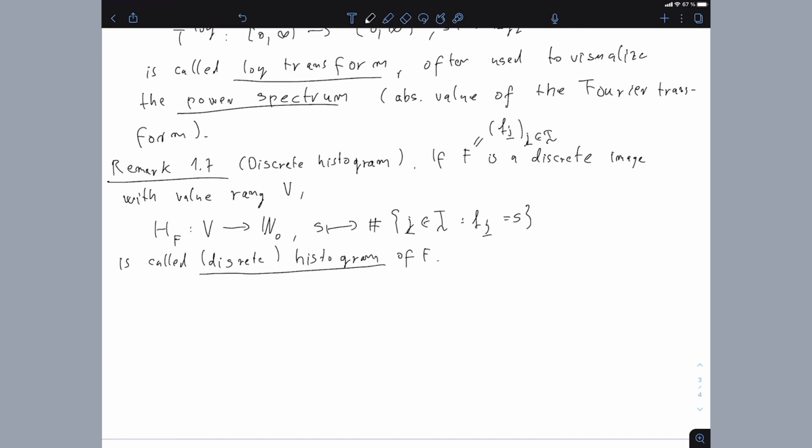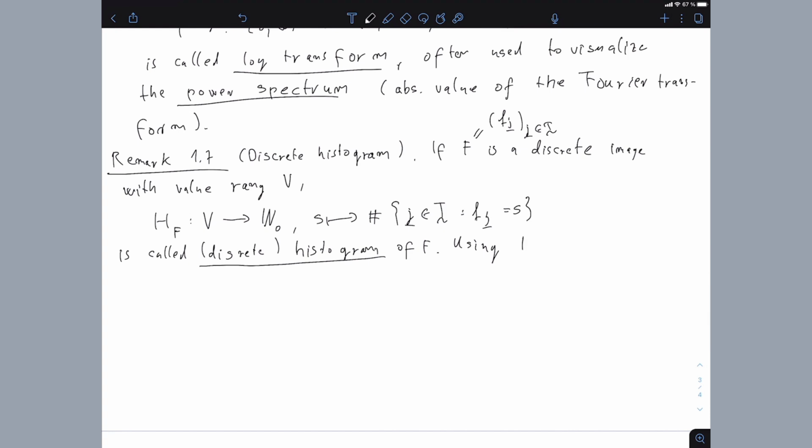So, and to get the connection to the continuous world, you can already make one preparation with the so-called Kronecker delta, which is delta ij. This is defined as 1 if i is equal to j, and 0 else.